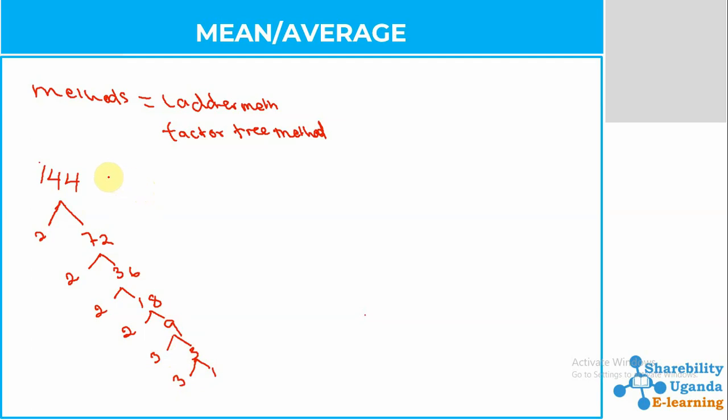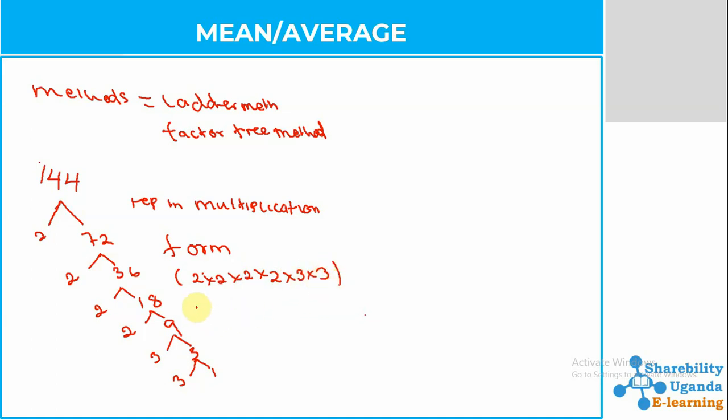So you can see that when you use the factor tree method also, you can still come up with our number. Then you have to represent it in a multiplication form. So when we represent these numbers in a multiplication form, we shall have 2 times 2 times 2 times 2, four 2s, then times 3. Now we arrange these numbers in sets.